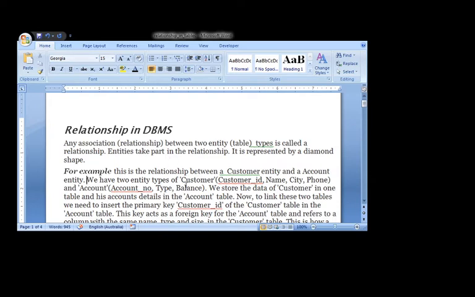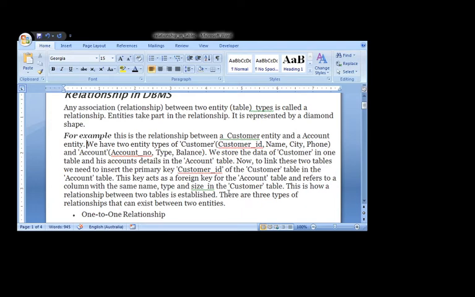For example, relationship between a customer and an account table. We have two tables, one is customer and another is account. The customer table has customer ID, customer name, city, phone number. Account table has account number, type and balance. We store the data of customer in one table and his account details in account table.